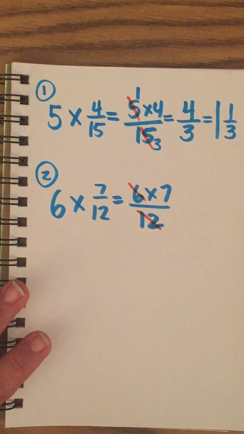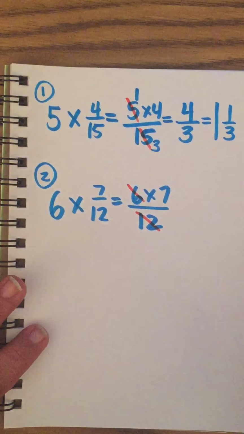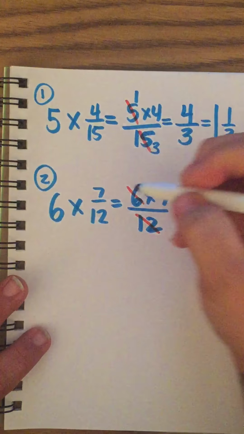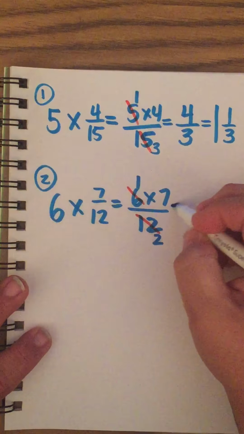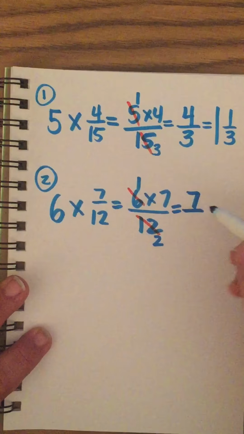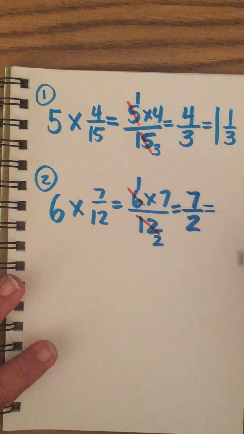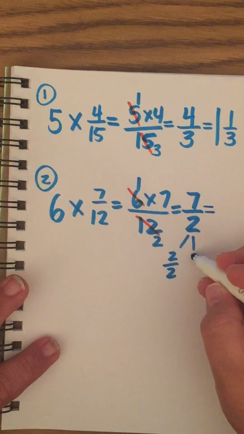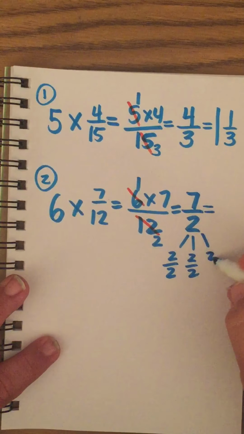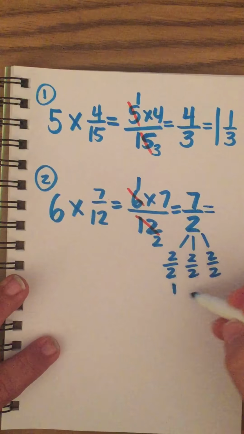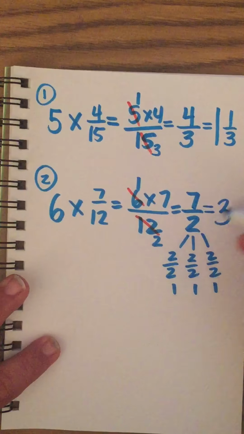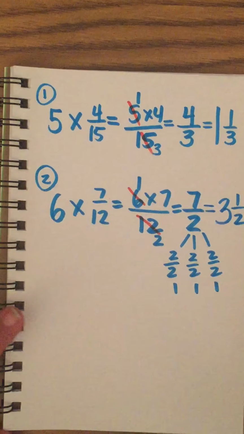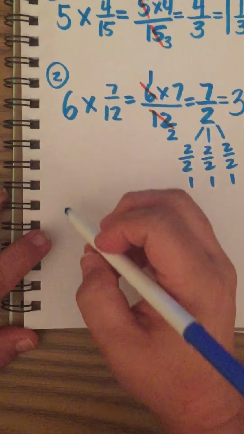What can we divide both 6 and 12 by? Did you say 6? Good job! 6 it is. 6 divided by 6 is 1. 12 divided by 6 is 2. 1 times 7 is 7. And then 7/2. Well, remember, every 2 over 2, or 2/2, makes a whole. So we can get 2, 4, 6. 1, 2, 3, these are each a whole. 3 and a half. Okay, hopefully you can still see this. Number 3.